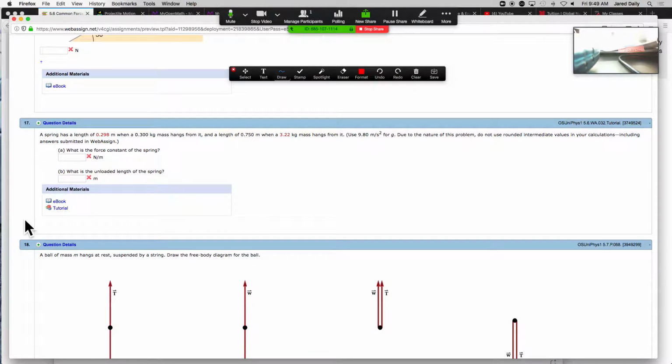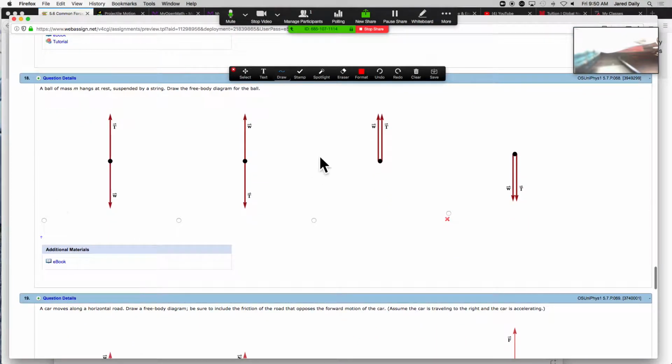And then we have a spring problem. The spring problems are actually quite simple. In the book, they tell us the spring equation. It's F equals K times X, where K is the force constant of the spring. So you just plug in the numbers and solve for K.